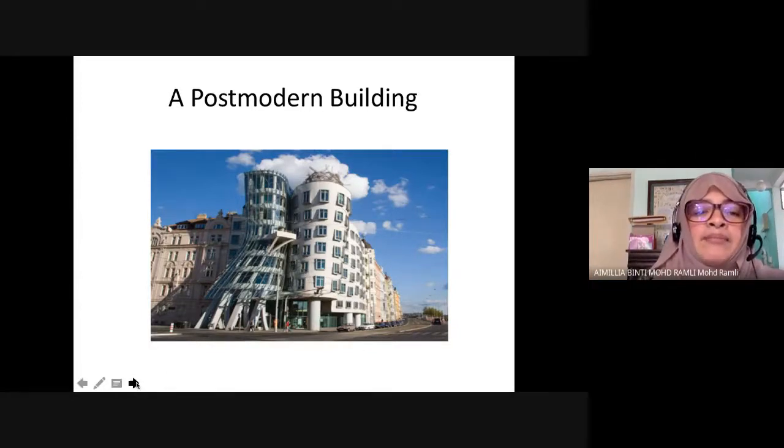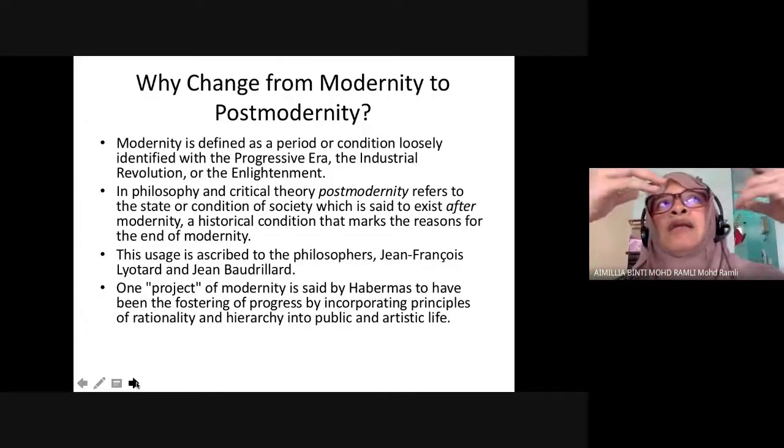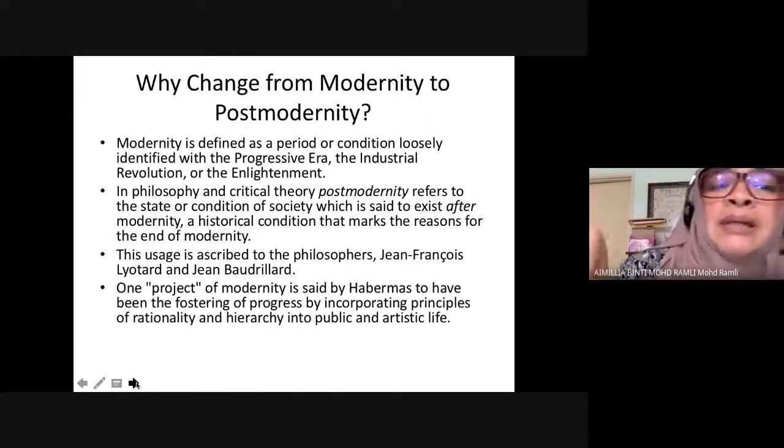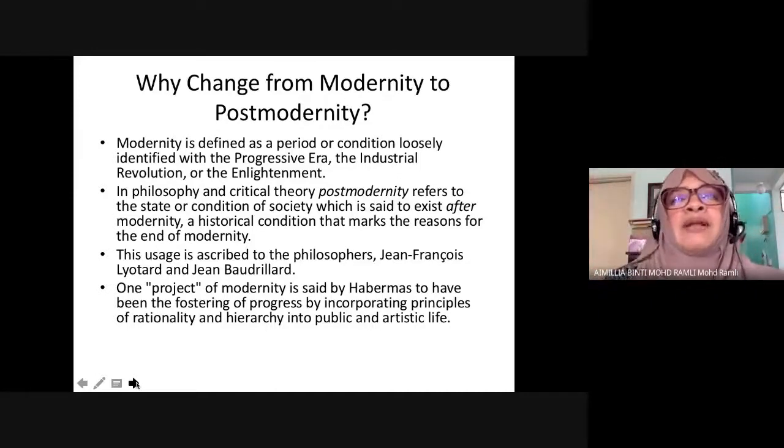So these buildings changed the way people built buildings, and this idea of postmodernism changed the way architects build their buildings. So, why change from modernity to postmodernity? Modernity is defined as a period or condition loosely identified with the progressive era, the Industrial Revolution, and the Enlightenment, even though modernism itself is a reaction against the Enlightenment period with its emphasis on reason.